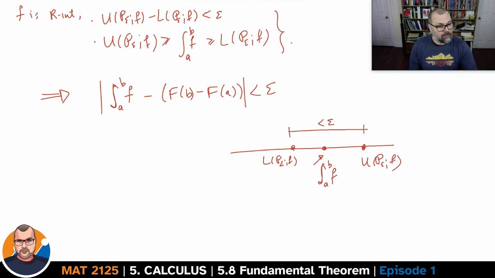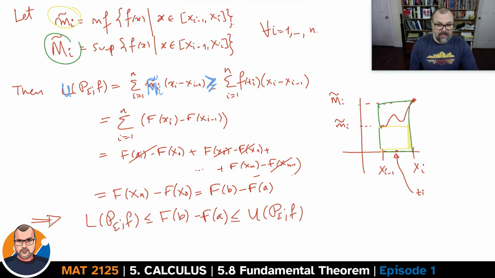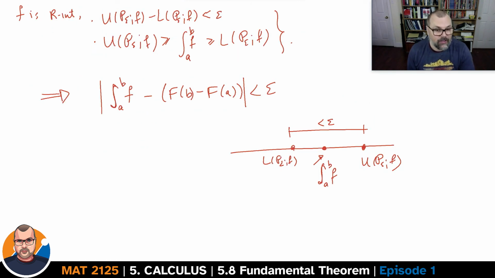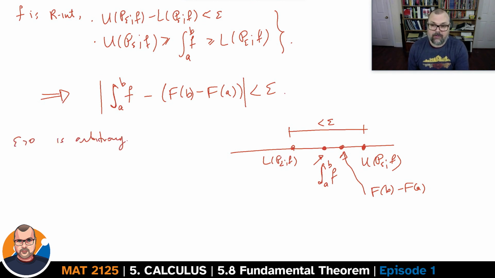What we found in the previous slide is that f(b) minus f(a) as a numerical value is also between the lower bound and the upper bound, so perhaps it's somewhere here. So we don't have a choice. f(b) minus f(a) minus the integral of f between a and b has to also be smaller than epsilon. But because we don't know which one would be larger, we'll put the absolute value. Remember though, epsilon is arbitrary. And no matter which epsilon we pick, we can show that the difference between the integral and f(b) minus f(a) has to be smaller than epsilon.